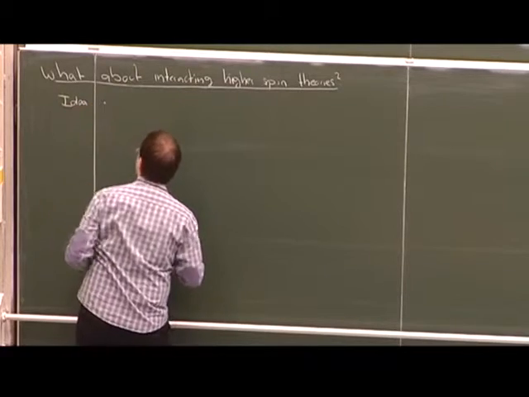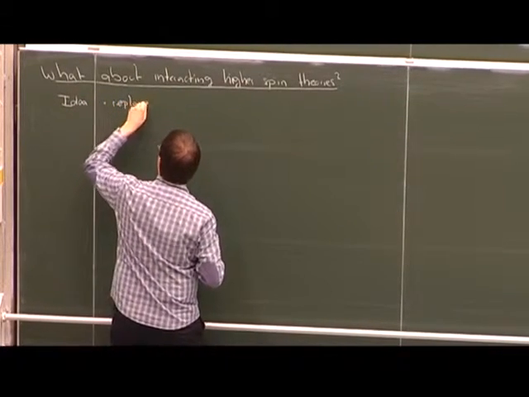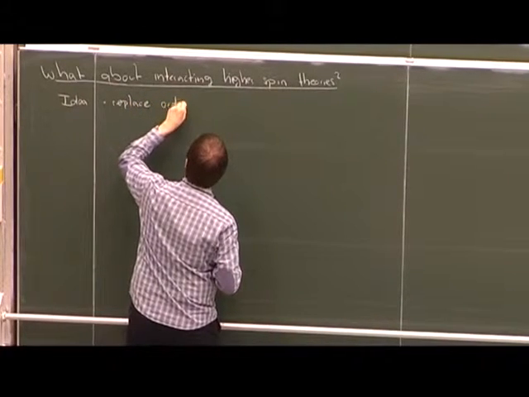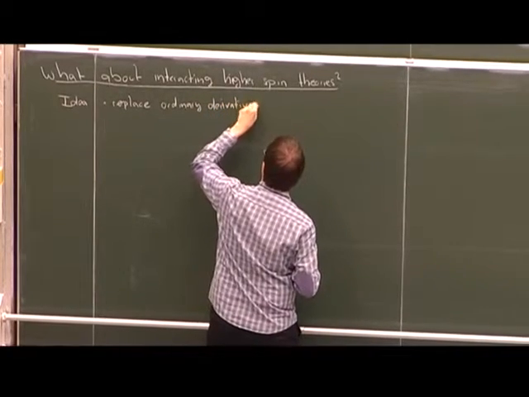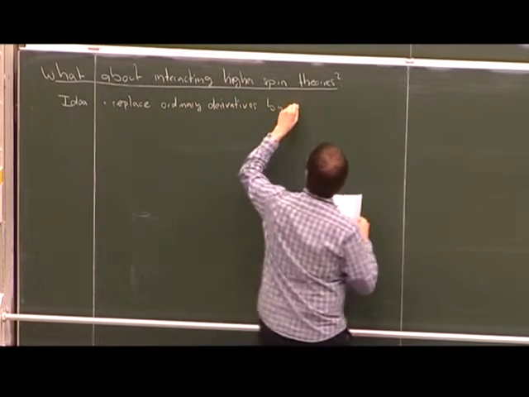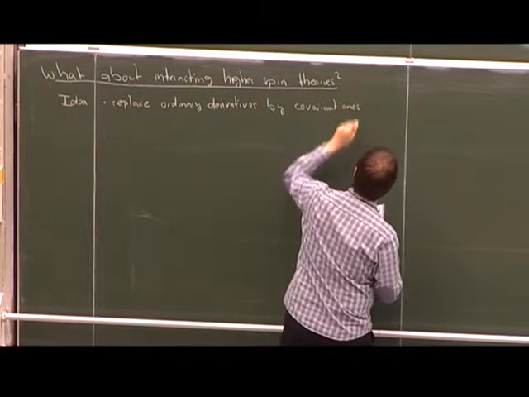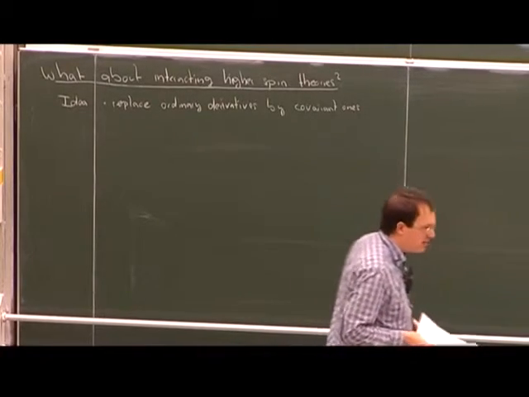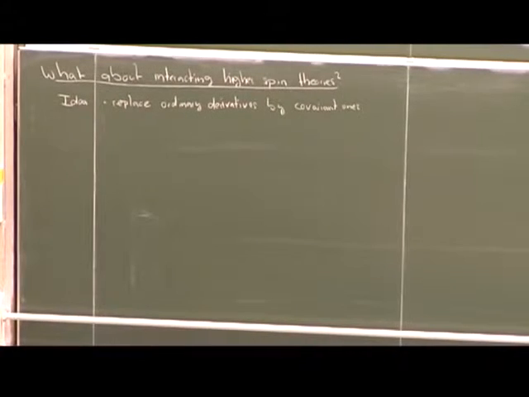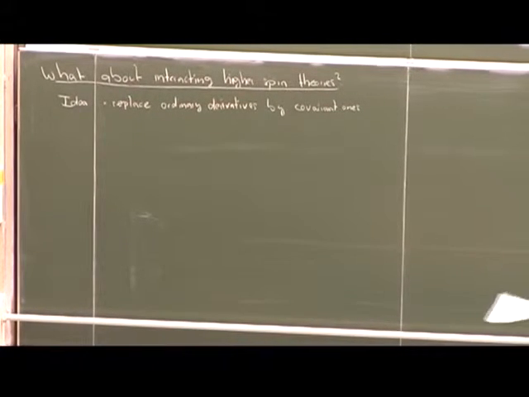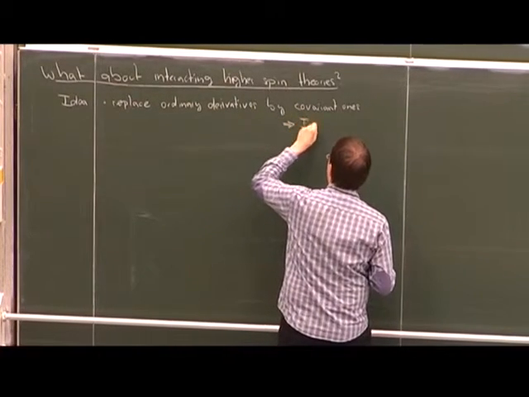And like we are trained, what we always do is we just replace ordinary derivatives by covariant ones. And if we really do this for the higher spin theories which we discussed, particularly for the massless but also for the massive case, then we encounter inconsistencies. So this does not work.